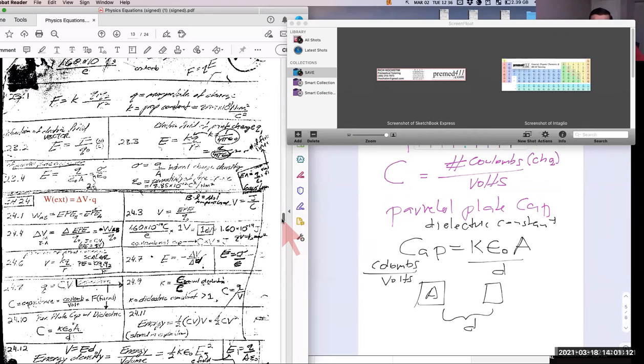Now, there's a couple things we need to talk about. For instance, if we double the area, what will happen to the capacitance? It will increase. That's true, but how much? If we double it, it's going to double. Yeah, sure. You're a little timid, but yes, it's easy. Everybody can do it. Okay. What happens if we double the distance? It'll go half, right?